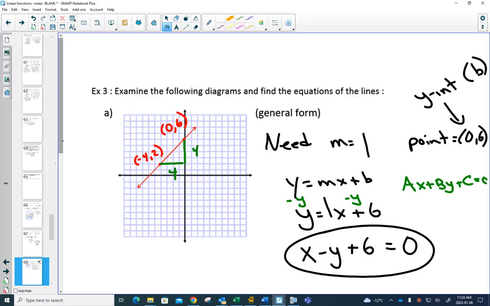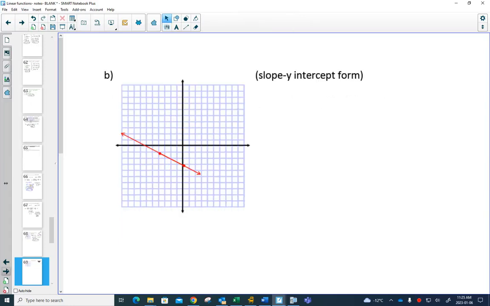All right, let's look at the next question. It's another graph. We have 2 points on this one. We have -4, -1, and we have 0, -3. The two things that we need.